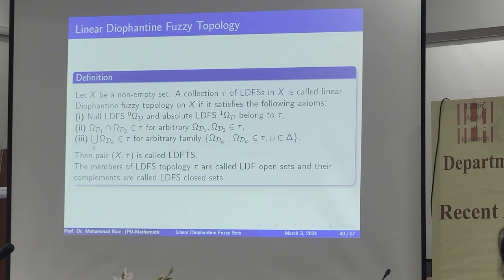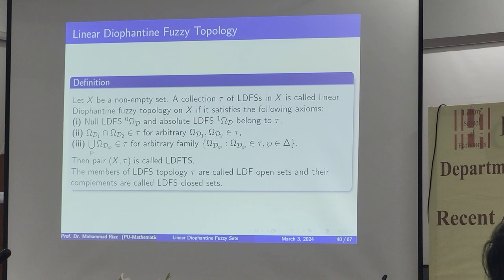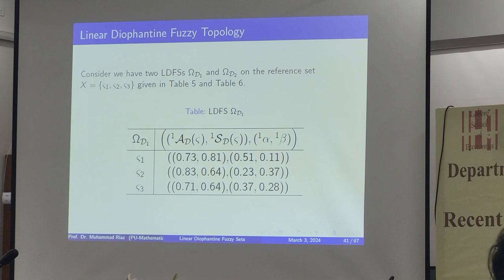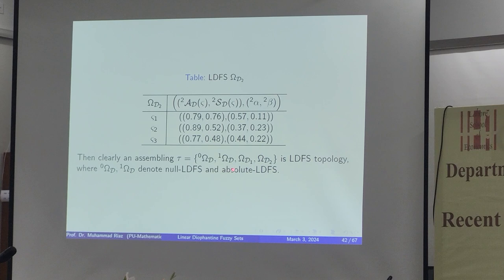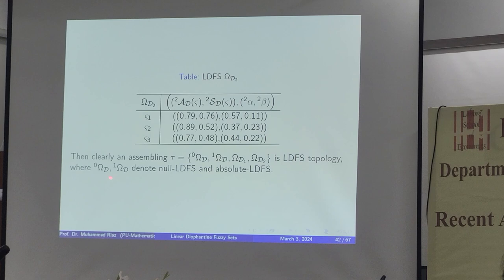Here we are dealing with a finite universe. So we check the union and intersection, and we construct a linear diophantine fuzzy topology. This is an example. This is a linear diophantine fuzzy set, and this is another linear diophantine fuzzy set. This is the null set, this is the absolute set. These are two linear diophantine fuzzy sets. So this is an example of a topology.